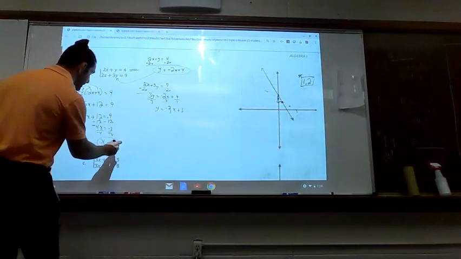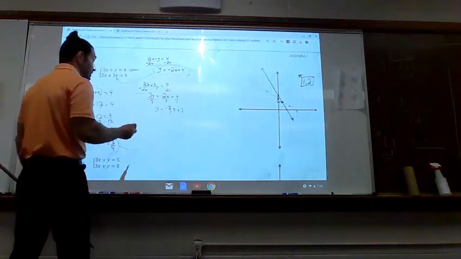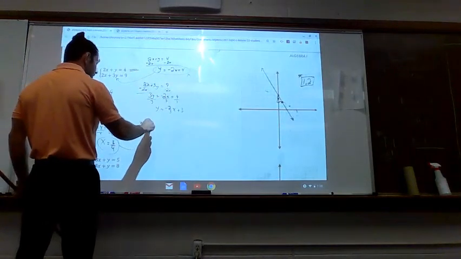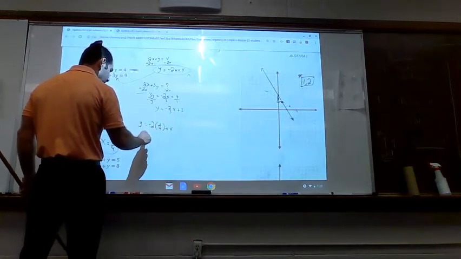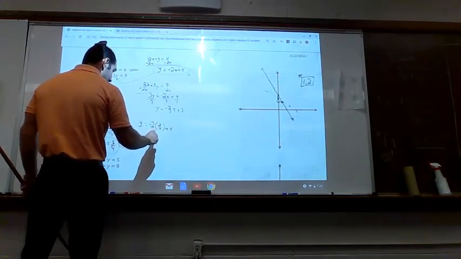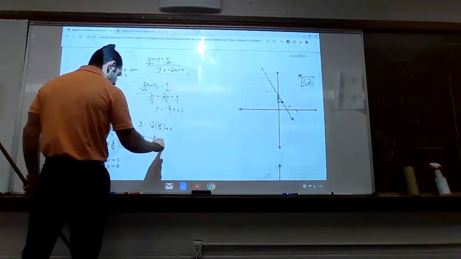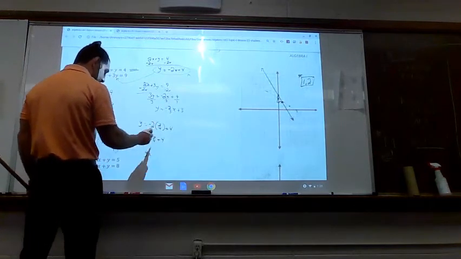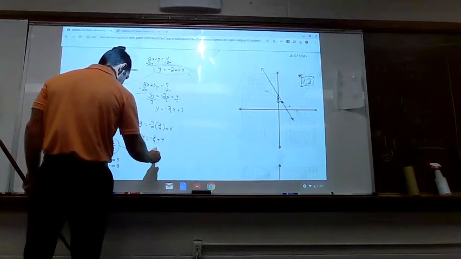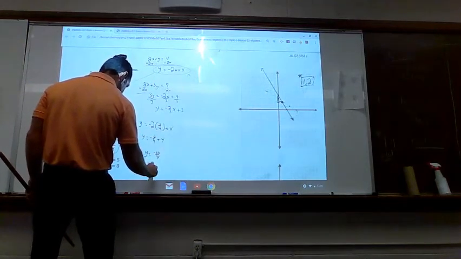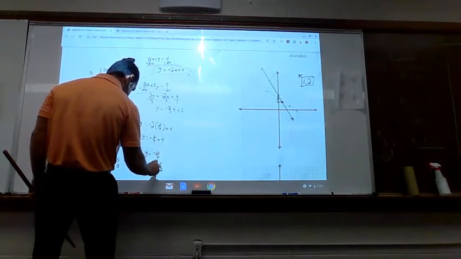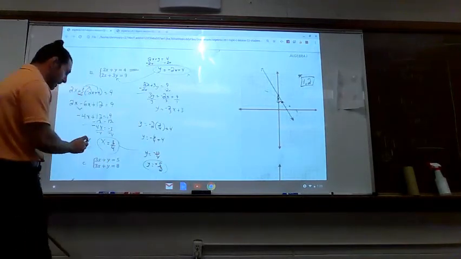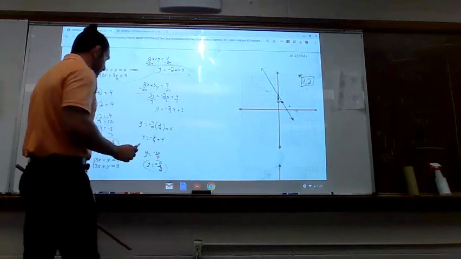So now what do we do? We take this and substitute it back in. So now I have y equals negative 2 times 3/4 plus 4. Y equals negative 6/4 plus 4. Your calculator does this for you, but that's 16, so that's negative 10/4, or y equals negative 5/2.